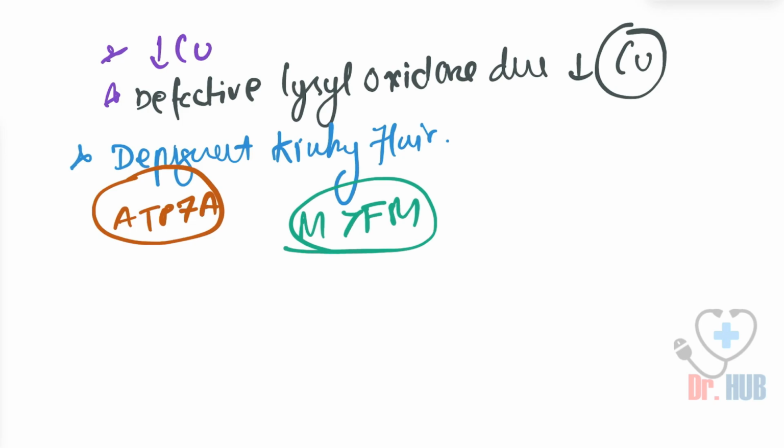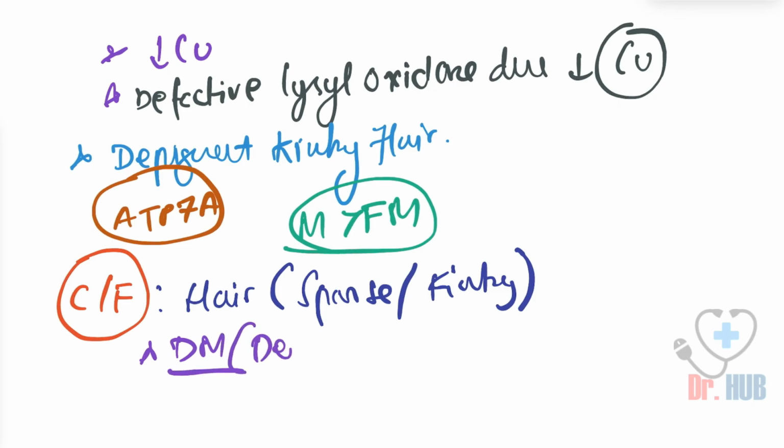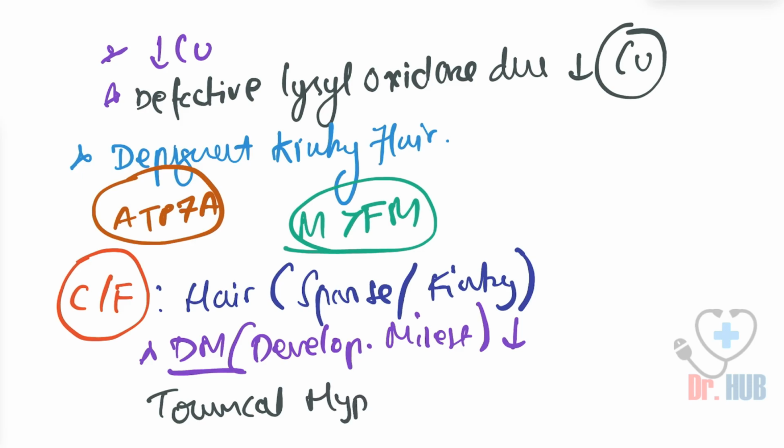So now we will go about the clinical features. What are the clinical features of Menkes disease? First of all, we discussed the hair. The hair is sparse as well as kinky. Then we move on to the developmental milestones. It's not diabetes, it is developmental milestones. There is a loss, that is, they are decreased, and there is truncal hypotonia.